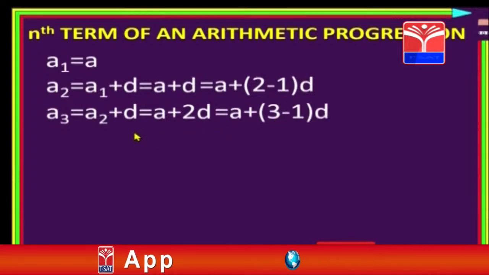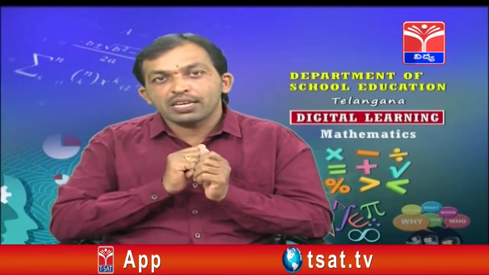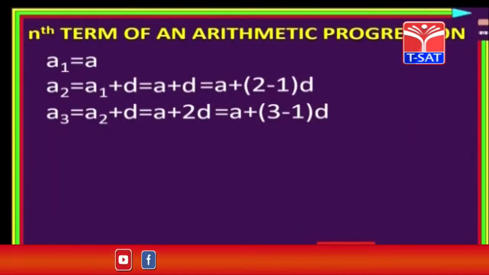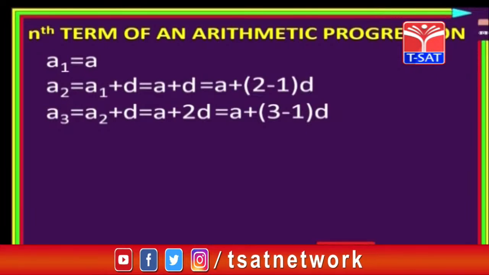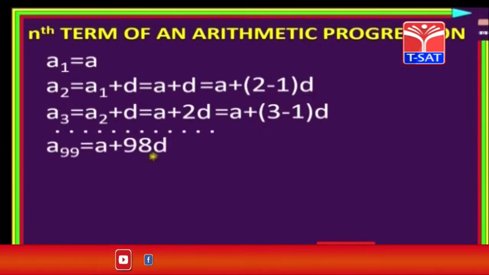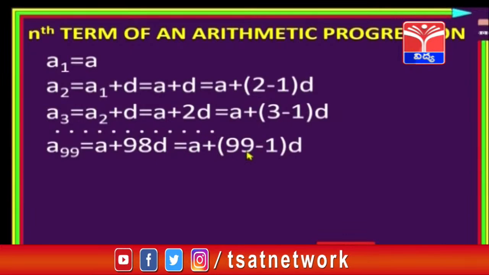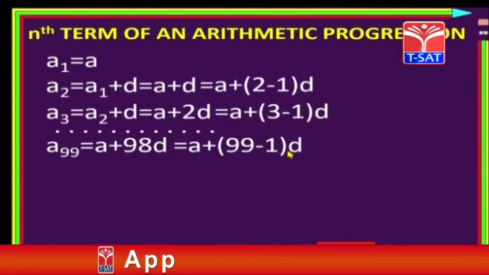So students, can you guess what is the next term? Here we have a2 is equal to a plus d, a3 is equal to a plus 2d. Next, what is a4? Yes, a4 is a plus 3d. What is a5? a5 is a plus 4d. What is a6? a plus 5d. So like that, what is a99? a99 is a plus 98d. Just simple logic, we have to reduce one number, that's it. So a plus 98d can be written as a plus 99 minus 1 into d.